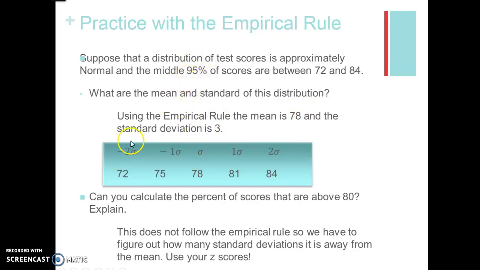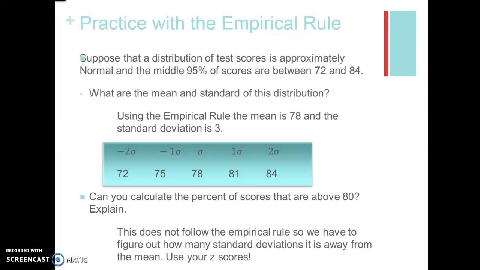Remember that 95% is within 2 standard deviations away from the mean. We know that the lower bound was 72 and the upper bound was 84. I think about this in terms of little marks like 1, 2, 3, 4. So there are basically 4 chunks of information going from 72 to 84. If you take 84 minus 72, that gives you 12. Divide that by the 4 chunks, that gives you 3. So the standard deviation is 3.